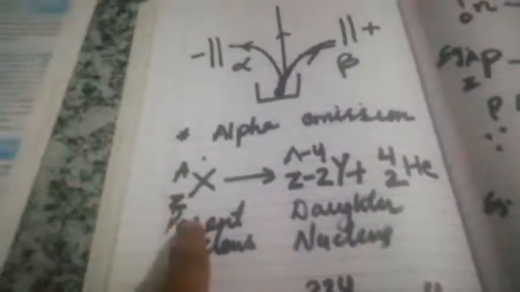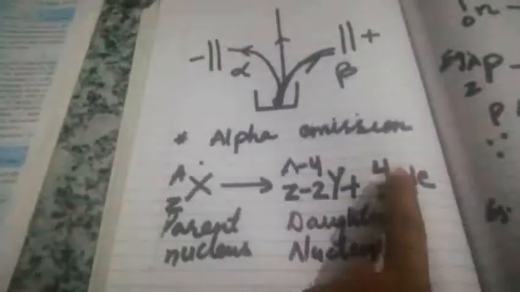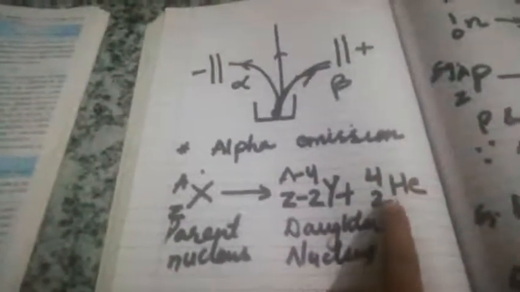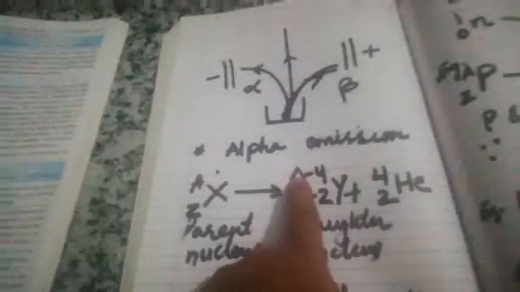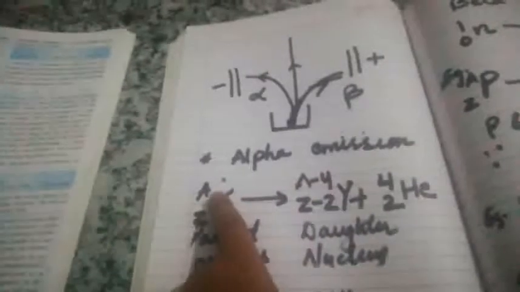For example, there is a parent nucleus whose mass number is A and atomic number is Z. When an alpha particle, 4,2He, is emitted from the nucleus, the daughter nucleus has a decrease of 4 in the mass number and a decrease of 2 in the atomic number. So the daughter nucleus has 4 nucleons less than the parent nucleus and 2 protons less than the parent nucleus.